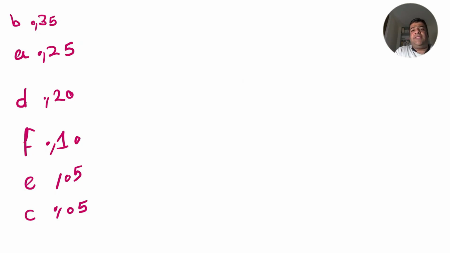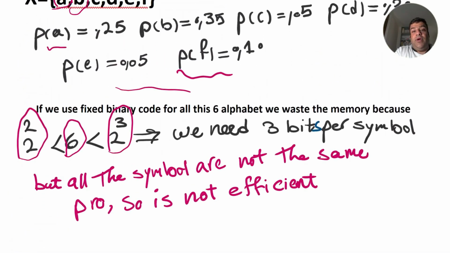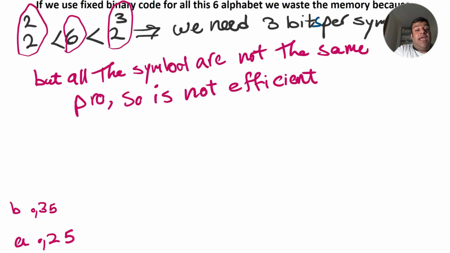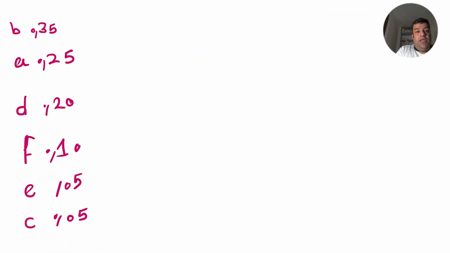Okay, let's explain the previous example, but with the probabilities written in order. For example, B is 35%, A 25%, D 20%, F 10%, E 5%, and C also 5%. But what is the strategy? At first, you must produce the Huffman tree, and from the Huffman tree, you obtain the code lengths. That is so simple. I'll show you step by step.